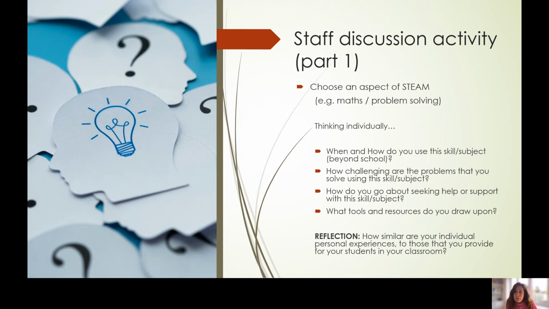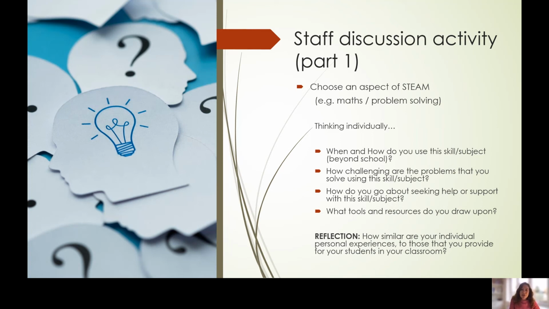For example, if we were thinking about maths and problem solving, where and how do staff use their own maths skills, particularly beyond school? For example, DIY, in the shops, cooking, travelling, home budgeting. How challenging are the problems that they need to solve, those mathematical problem solving skills? And what do they do if those problems become more complex? How did they go about seeking help or support? And what tools and resources did they draw upon?